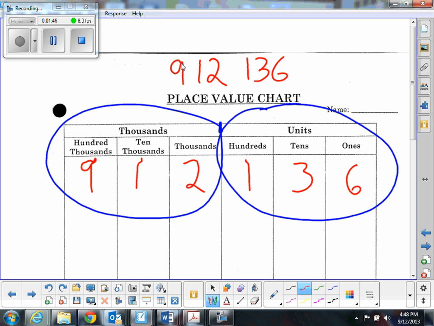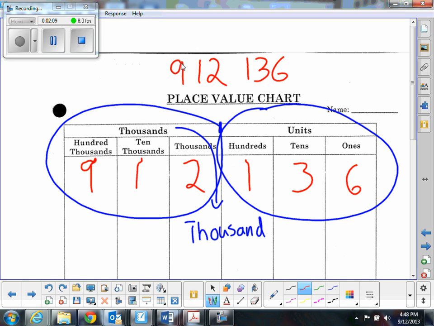The best way to combine them and to read a number that is 6 digits properly is to put the word thousand after you've read the first 3 numbers. So look now, 912,136. And that's the proper way to read this number.